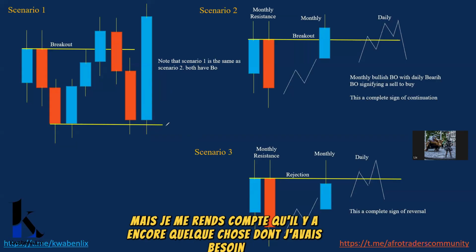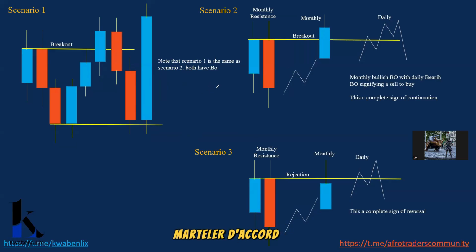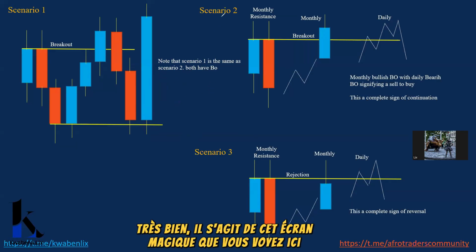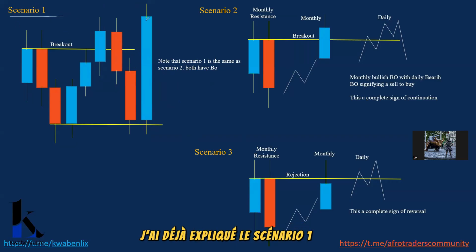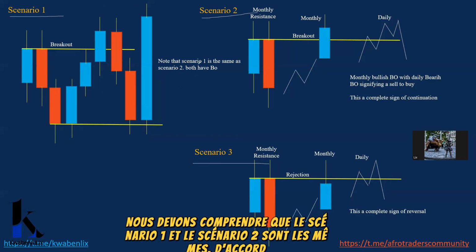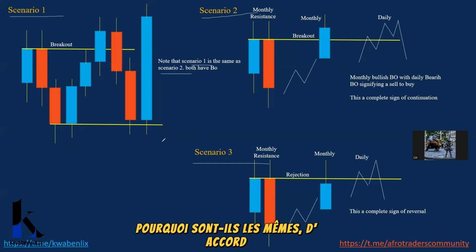All right, but I realized that there's still something that I needed to hammer on. It's about this particular screen. What you see here, I've already explained scenario 1, scenario 2, and scenario 3. We need to understand that scenario 1 and scenario 2 are the same. Why are they the same?